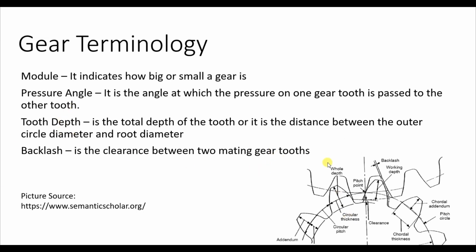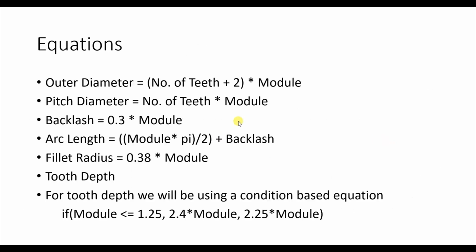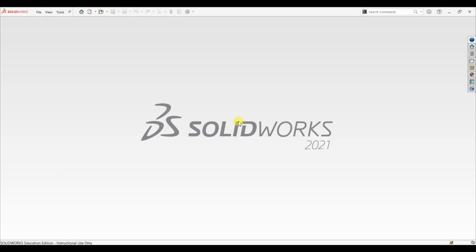Pressure angle is the angle at which pressure on one gear tooth is passed to the other gear tooth, which are mating. Pitch point is the point where two gears meet. Here we have the pitch point, and the circle passing through this pitch point is nothing but the pitch circle. We are going to use the pitch circle for the design, and then we have some variables and equations. For this design we need to define some variables and some equations. Based on these equations we are going to design the gear. Let's go ahead and start the design.